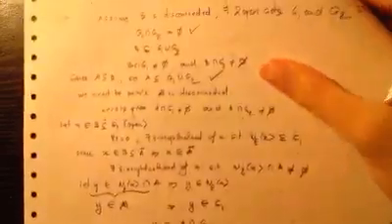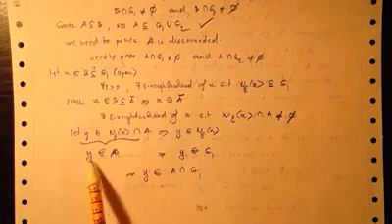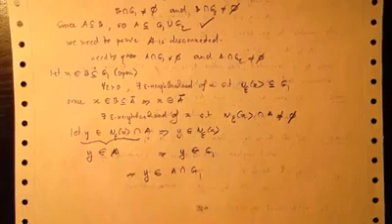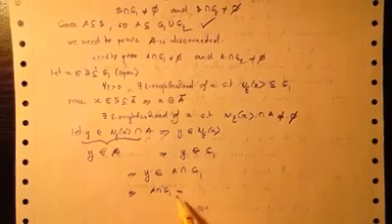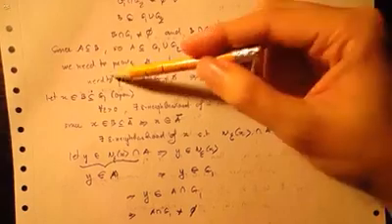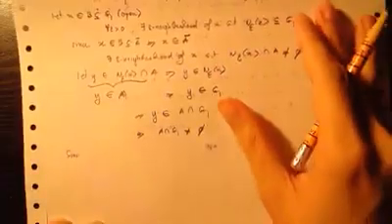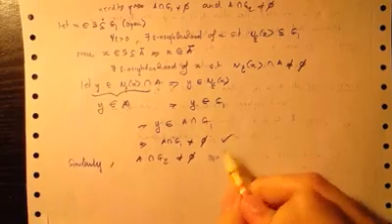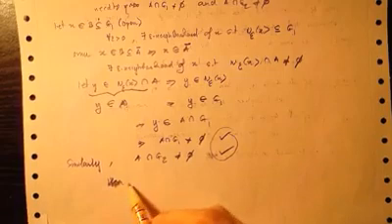So y is contained in A and y is contained in G1, so y must be contained in A intersection G1, right? This implies that A intersection G1 is not an empty set. That's what we needed to prove. Similarly, we also have A intersection G2 is not an empty set. So we have the first requirement, the second requirement, and this is the third requirement. So we can conclude.